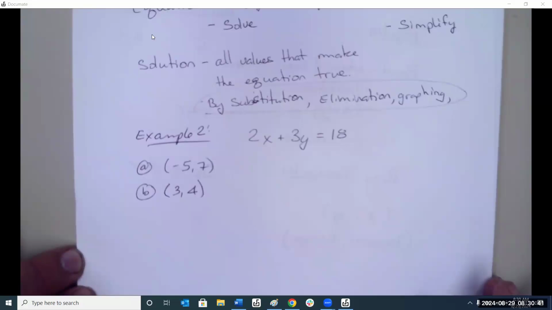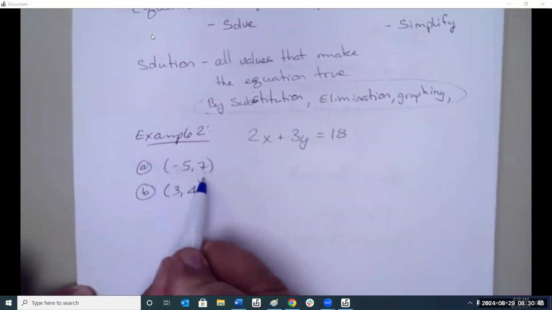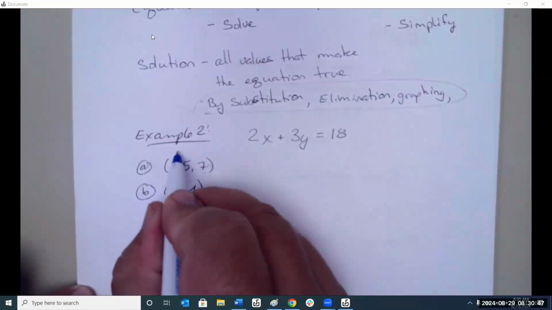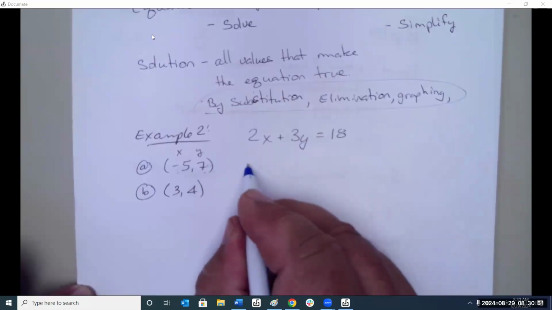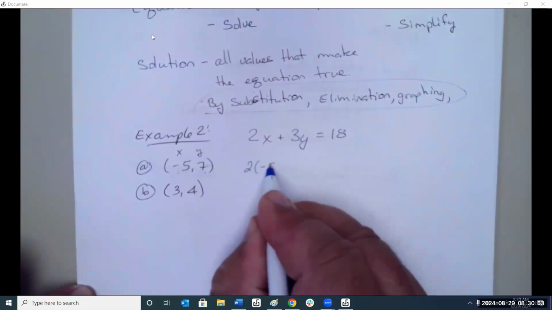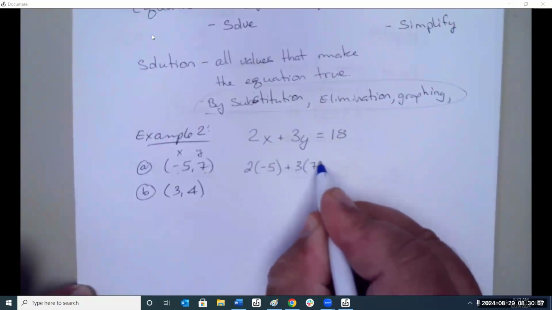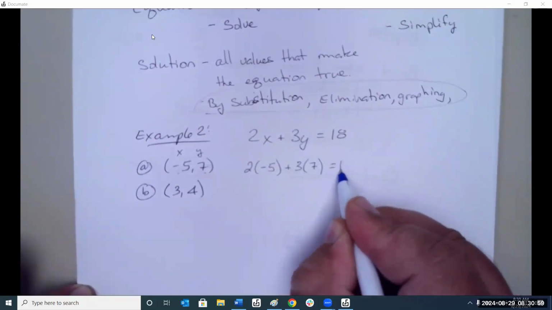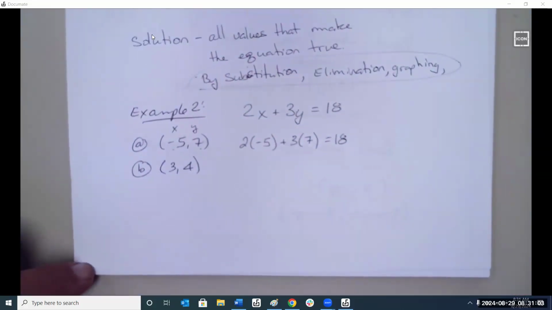Let's look at the first one. This is an ordered pair. It's inside parentheses, ordered pair. This is my x value. This is my y value. So in place of x, I put -5. In place of y, I put 7. That's substitution.